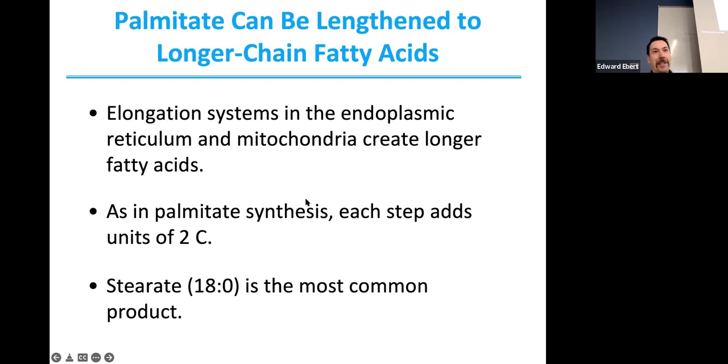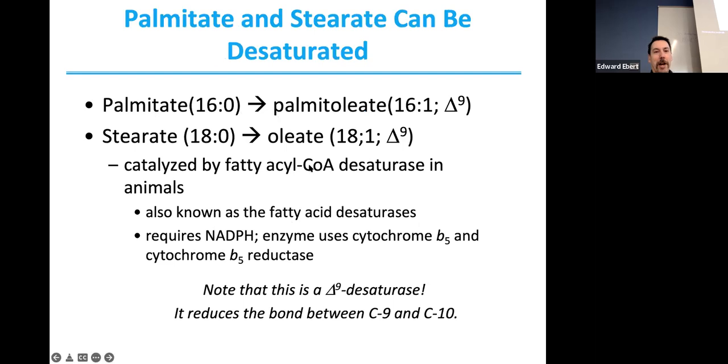But the key is, just like palmitate synthesis, we're going to add 2 carbons at a time. And the most common product is stearate. We're just going to add 2 more carbons, going from 16 to 18. But we can also desaturate these fatty acids, so we can introduce a double bond. Our palmitate can become palmitoleate, or our stearate can become oleate, where we introduce a double bond at carbon 9 in that fatty acid chain.